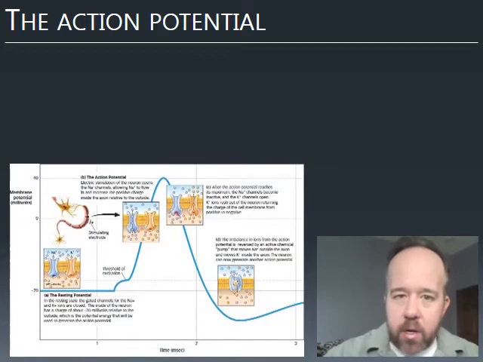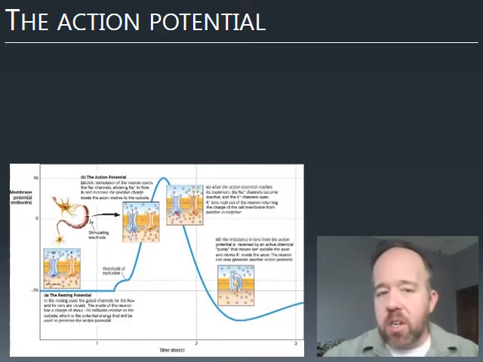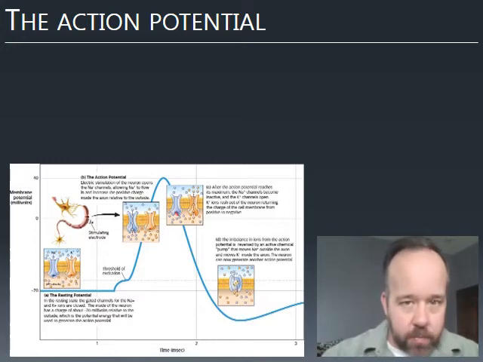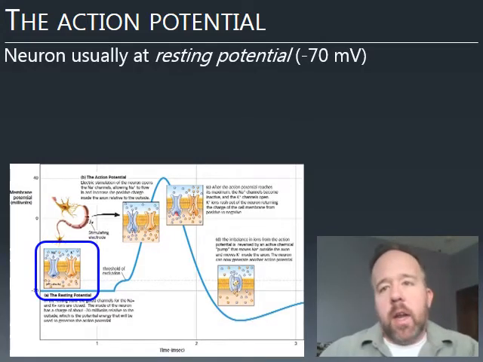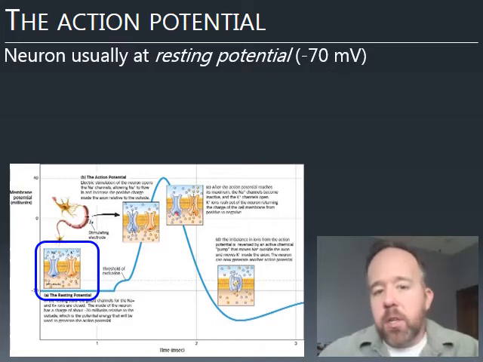And so that brings us to the electrical signal within the neuron itself. And that signal is called an action potential. Now, let's break that phrase down a little bit. Potential here refers to voltage. And voltage is a difference in charge.